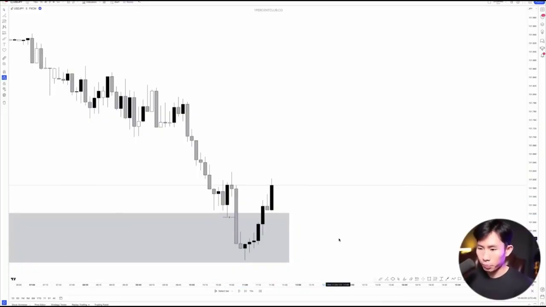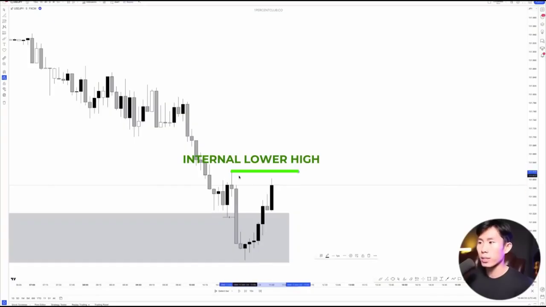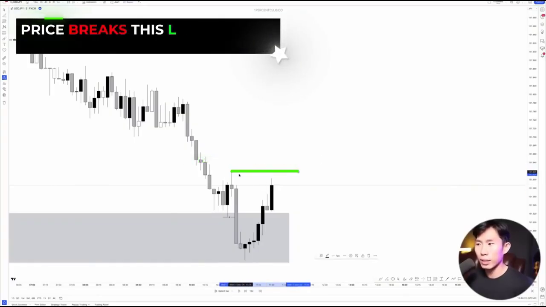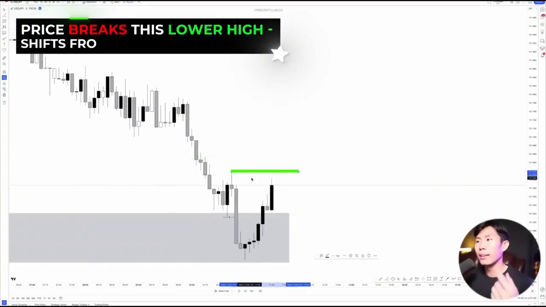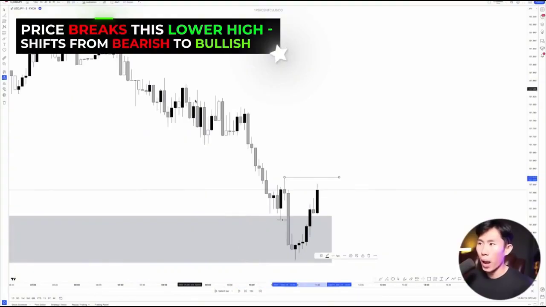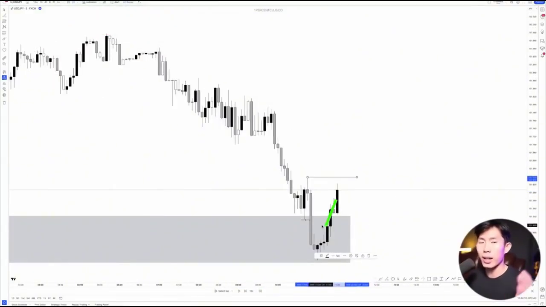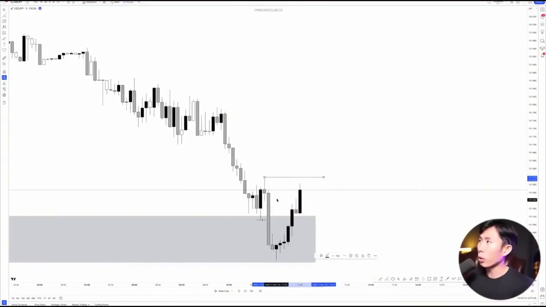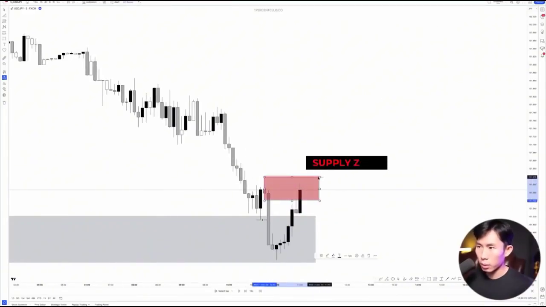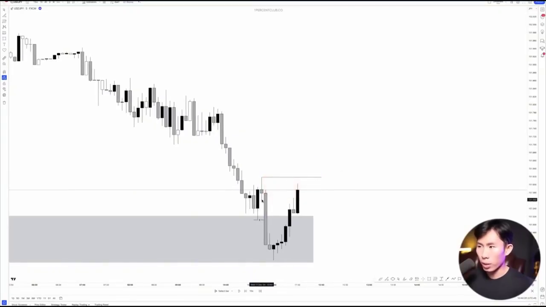Right now, this is that last internal lower high. So if price creates a market shift, takes out this last internal lower high, that is where price is going to shift from bearish to bullish on the internal structure. And right now we know that price is going to start going to the moon. But at this point in time, look at what we got. Price is reacting from this little supply right here. But before that actually happens, I want you to observe what price does.